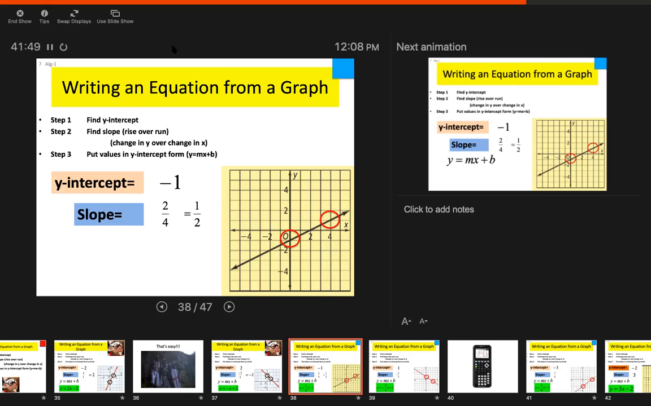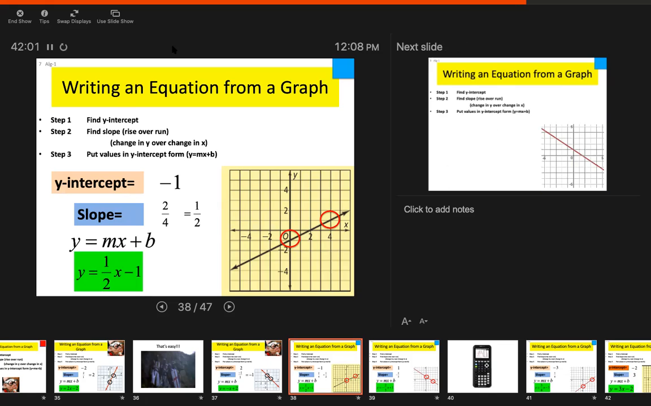But notice, if you don't pick the same points, as long as they're lattice points, you will get the same answer. So I just got 1/2. Here's your b, this is your m. Plug those into y equals mx plus b. Y equals 1/2 x minus 1. I got up 1, 2 over 1, 2, 3, 4. I got 2/4. That reduces to 1/2. Carly picked this point right here. She got up 1/2. She still got the same thing.